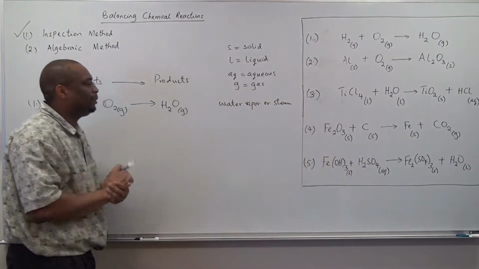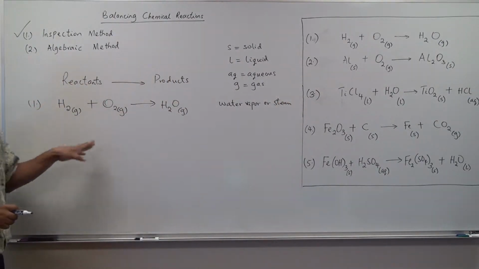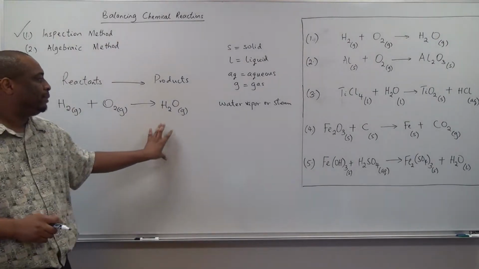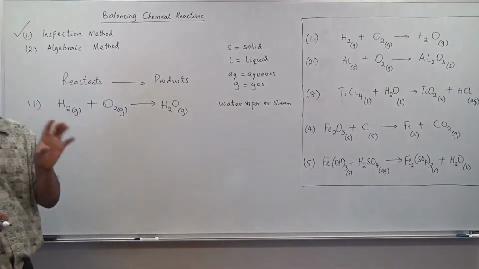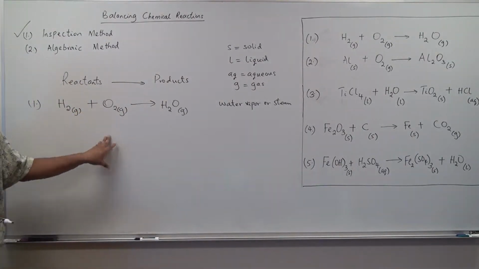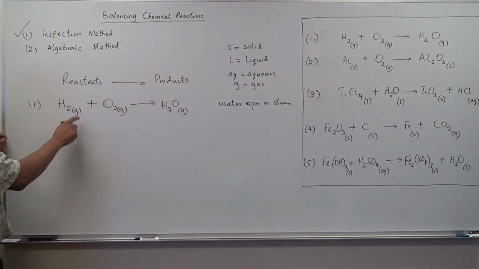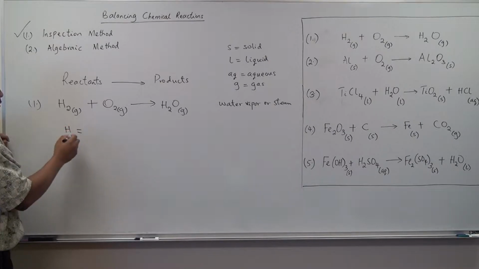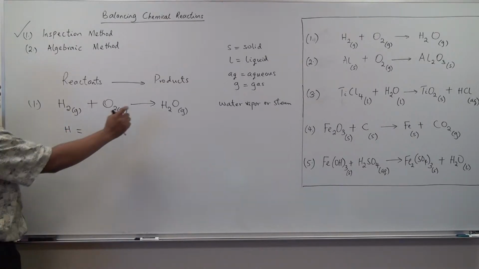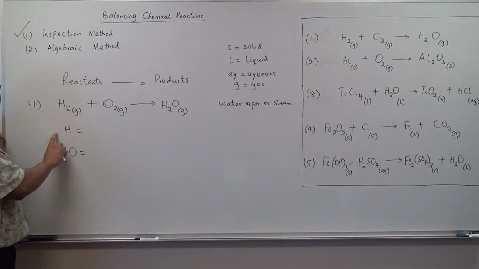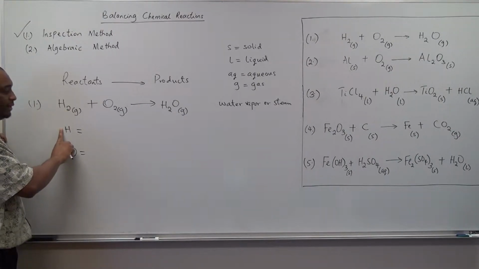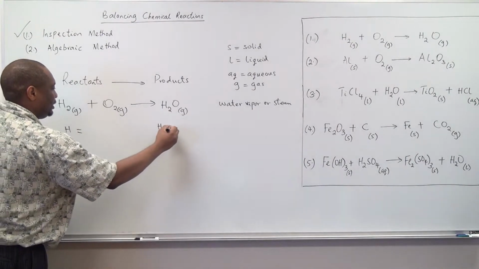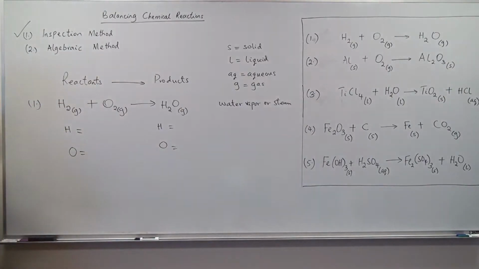Now, the principle in inspection means that you have to list the elements of the reactant and the corresponding elements of the product. After listing it, you now write the number of atoms of each element. Now let us list the elements of the reactant here. We have hydrogen and oxygen. Once you have listed the elements of the reactant, you list them correspondingly in the products. Hydrogen, oxygen. That's the first thing you do.